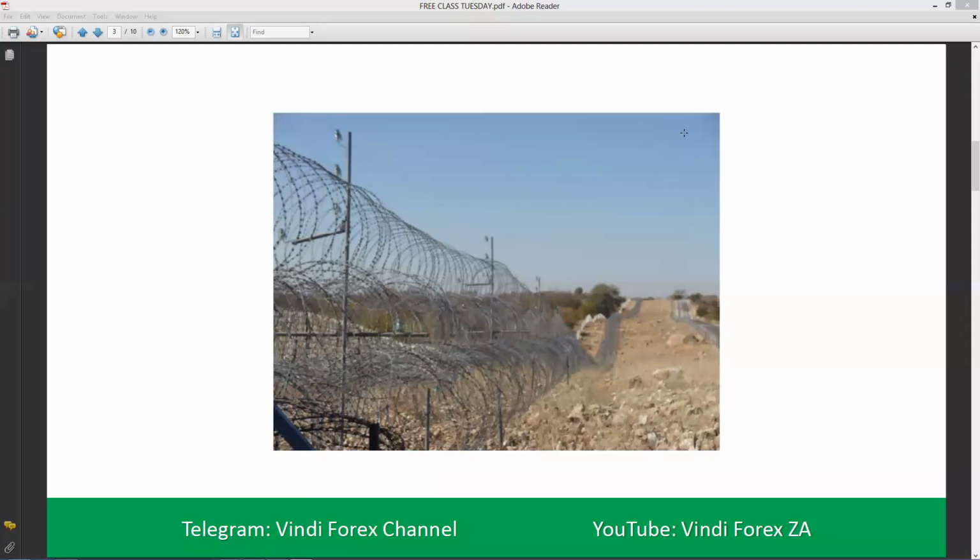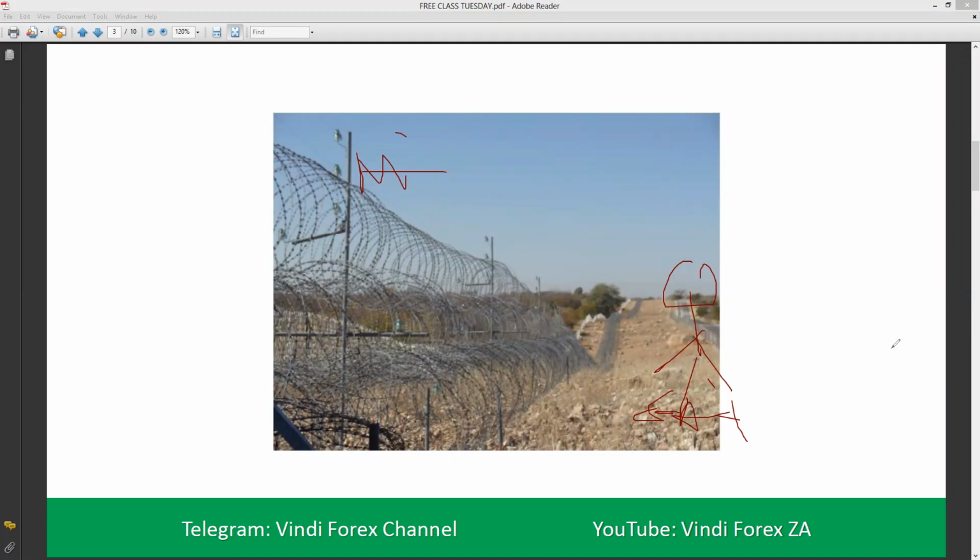So right here we have a border. Let's just assume that there's a border between South Africa and Mozambique, right? Mozambique is there, SA is this side. Okay, so obviously, if you are a normal person, when you get to this fence, you will have to think twice before you jump over to the other side.